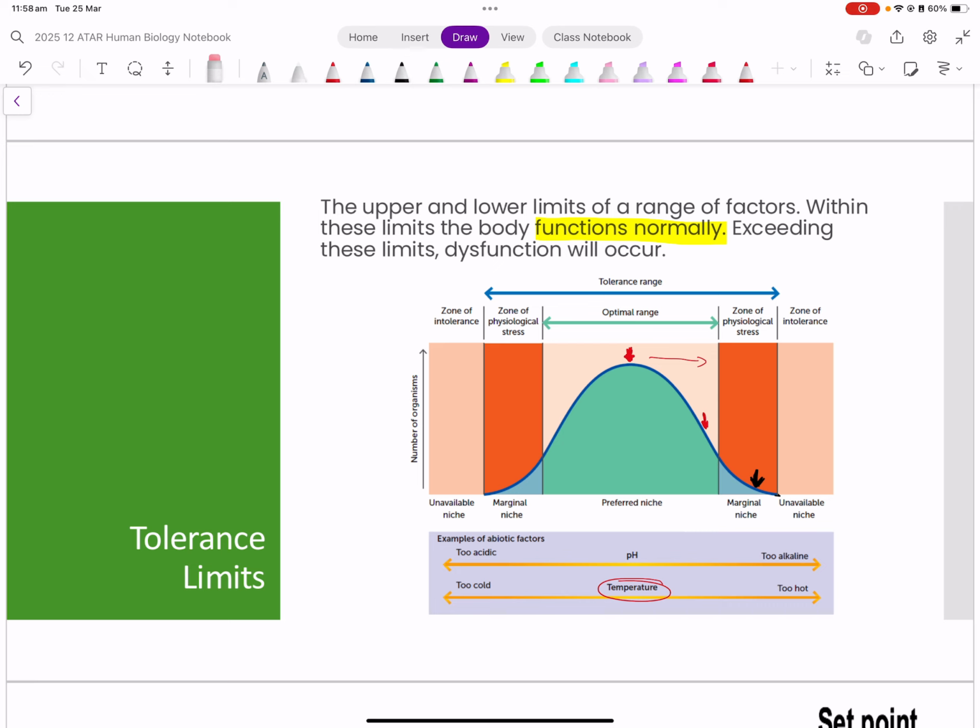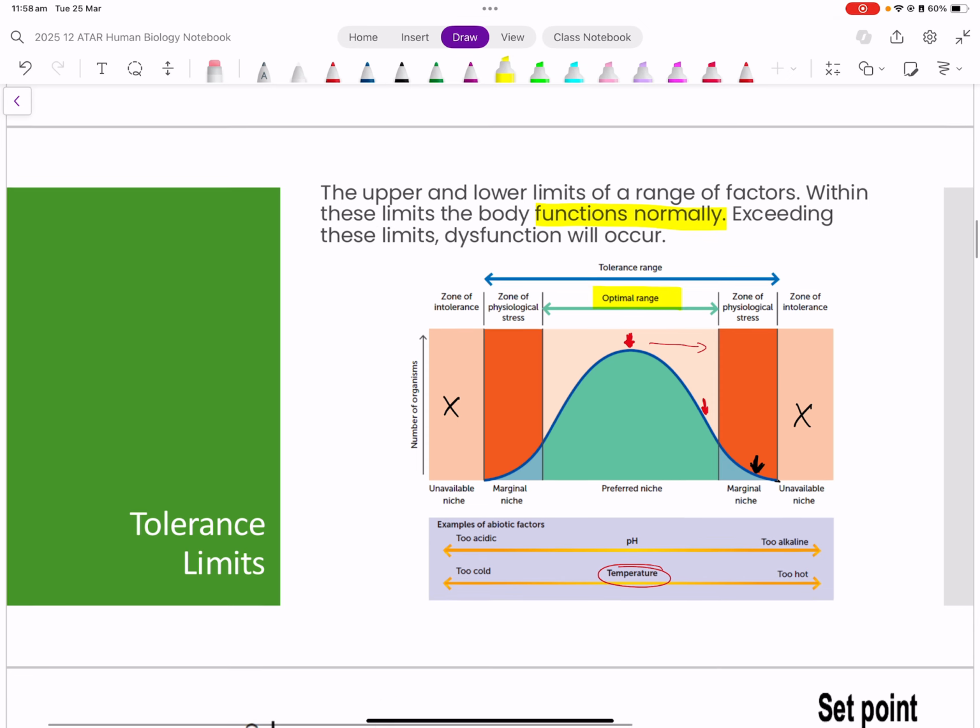And this zone of intolerance that you'll see on either side is where our body can no longer tolerate this change to our temperature, a change to our pH, a change to our water levels. It becomes too much. So we really want to exist in this optimal range. So how do we do that?